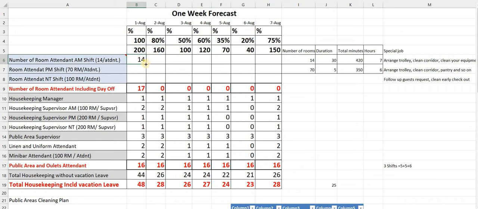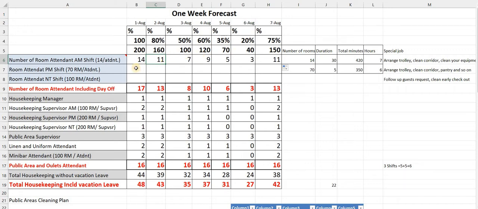When you have 80% occupancy or 160 rooms, you need, of course, less room attendant to clean the room. So you need 11 employee to clean 160 rooms, 7 employee to clean 100 rooms, and only 5 employee to clean 70 and 3 to clean 40. This is for AM shift, where you suppose all your rooms by 4 o'clock, all rooms must be clean.